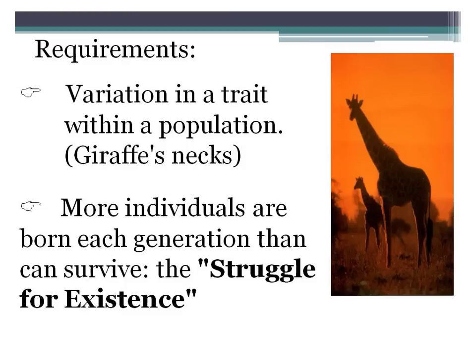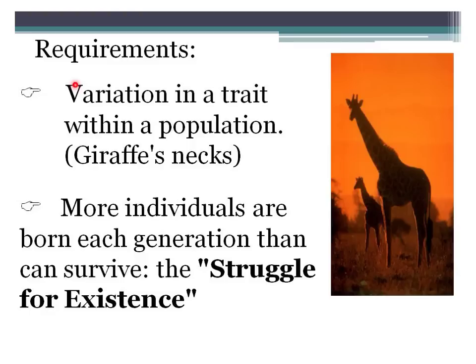Now, in order for natural selection to occur, one of the number one requirements is that there be variation within a population. Since natural selection is choosing or pressuring two different traits, the trait that is advantageous, or the advantage, and then the trait that is disadvantageous, or the disadvantage.